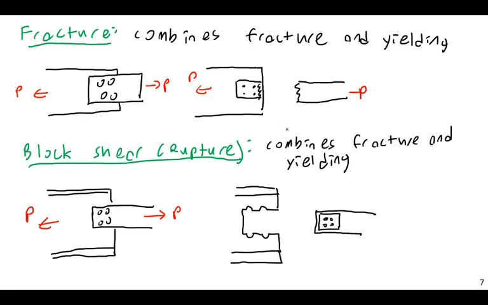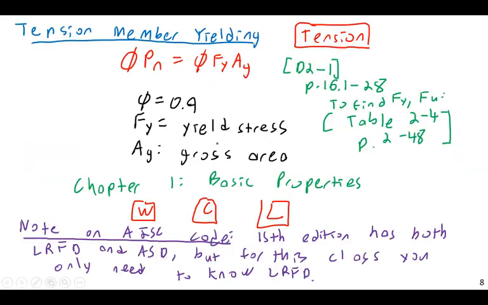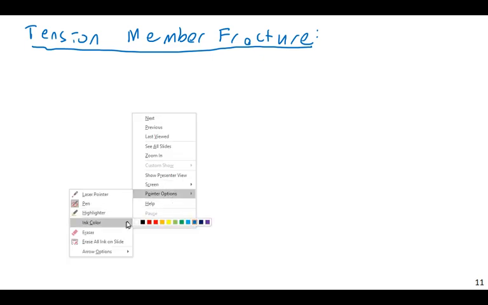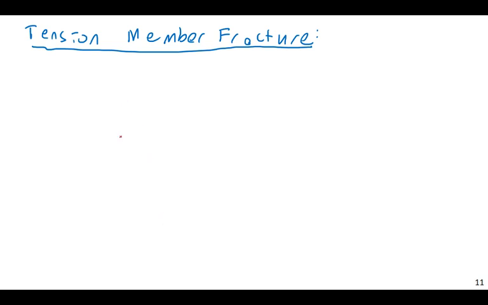And the difference, of course, between fracture and block shear is that block shear is going to tear a chunk out of something, while fracture is going to tear right across the entire cross section. Okay, but this is where things start getting a little complicated. The nice thing about the yield limit state is that it's the simplest one, and the reason for that is that you can use the gross area. However, the equation for this is going to be here.